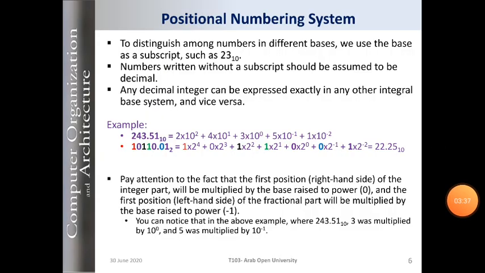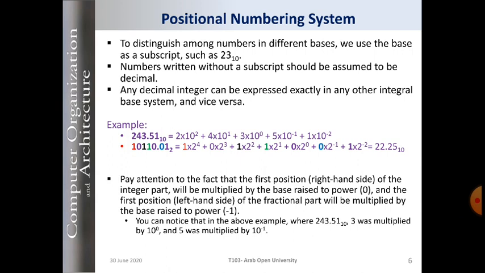Let's take an example, the number 23 with a subscript of 10. This means 23 is a decimal number, so we can write it as 23 subscript 10, or we can ignore the 10 and just write 23. In both cases, it's a decimal number. Any decimal integer can be expressed exactly in any other integral-based system, and vice versa. For example, if we have the number 243.51 subscript 10, we have a floating point number.